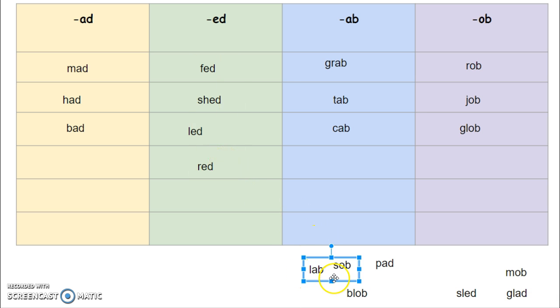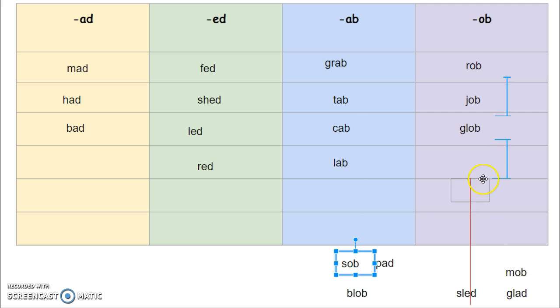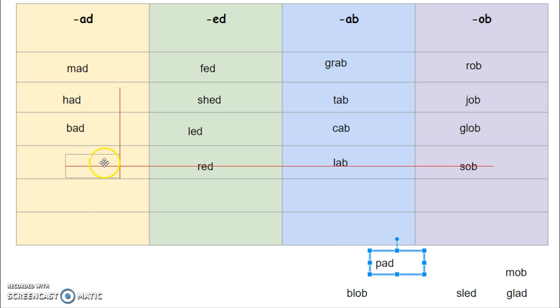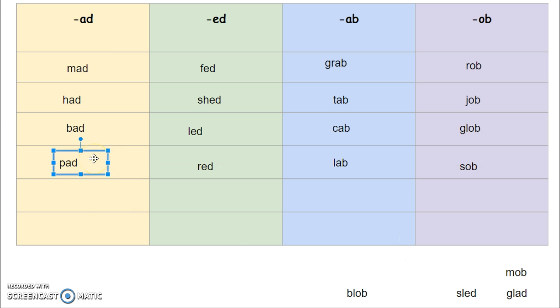Lab. Sometimes in science, we will perform a lab experiment. Great job. AB column. Sob. Sometimes when we cry, we make a sob noise. Sob. Good job. OB column. Please pick up your notepad, which is a pad of paper, and write a note on it. Pad, AD column.